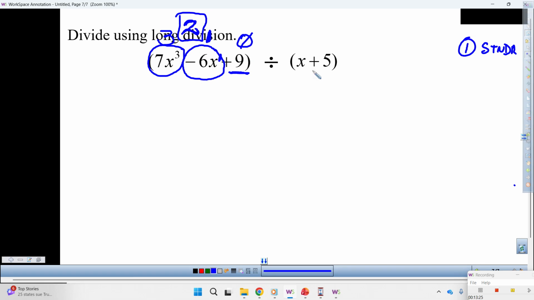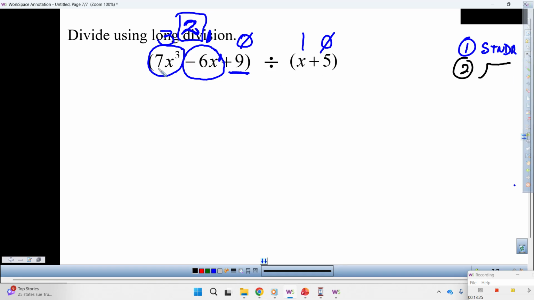All right, here we go. Second polynomial. What is the degree for this one? An invisible 1. Degree for this one, 0. Is it in standard form? Yes. Okay, so step 1 done. Step 2, we set up our what? Our division. Set up our division.